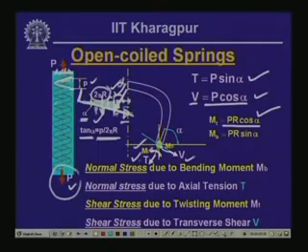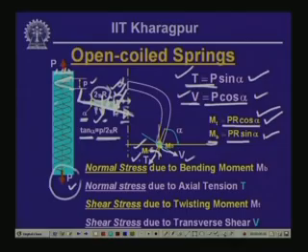So, now as you can see, the force P has two components, one is T, another one is V. T is the direct tension that is caused in the wire, and V is the shear that is caused in the wire because of P, which are P sin alpha and P cos alpha. And the twisting moment P into R will have two components, one is causing a twisting moment which is equal to P R cos alpha, and another one is causing a bending moment which is equal to P R sin alpha.